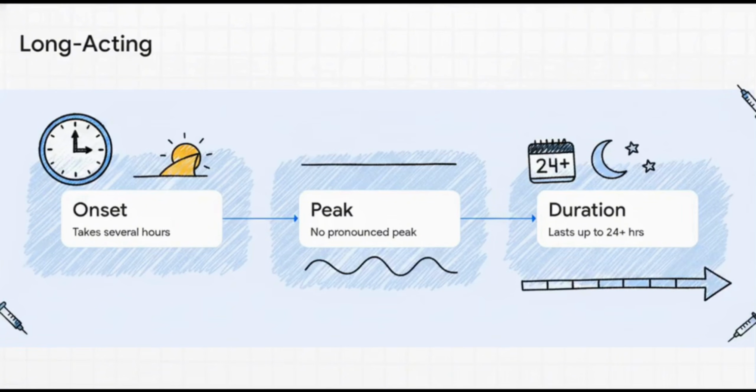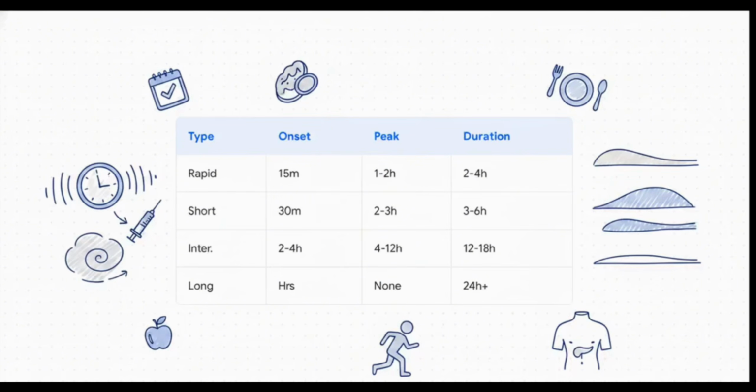This one has an onset of about several hours, typically does not have a pronounced peak, and can last for about 24 hours or longer. This is a type that works to keep the blood sugar at a stable level throughout the day. No big spikes or sudden drops. It essentially imitates the way the body naturally releases insulin on its own. We also have a quick reference table that summarizes everything in one place: the type, onset, peak, and duration, just for a fast look.